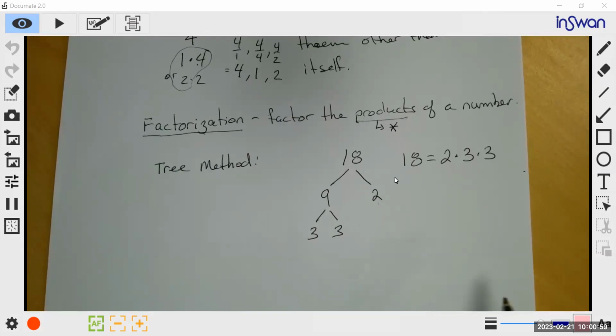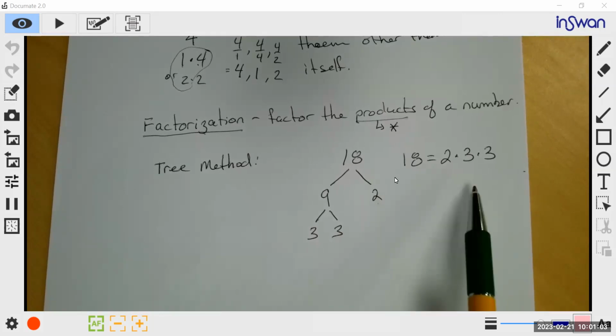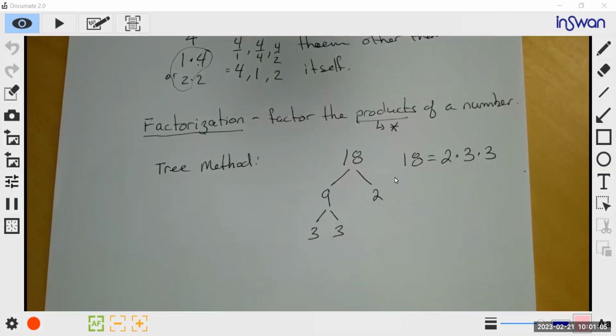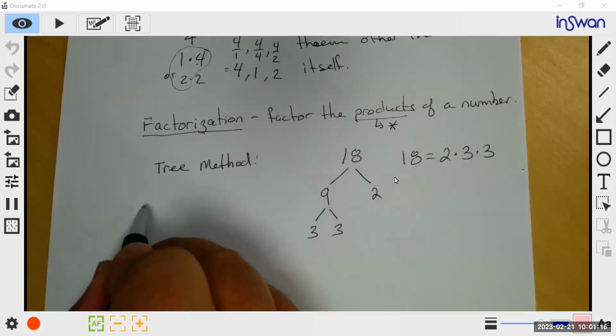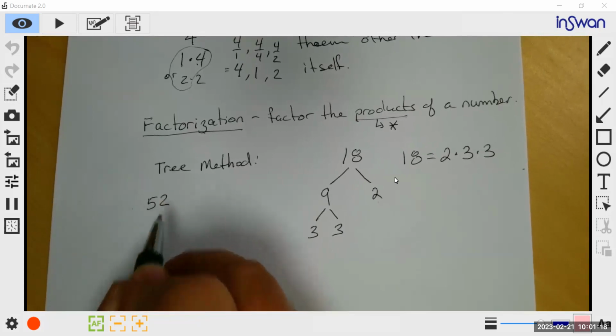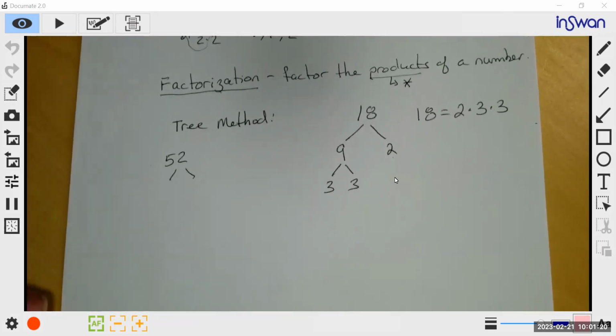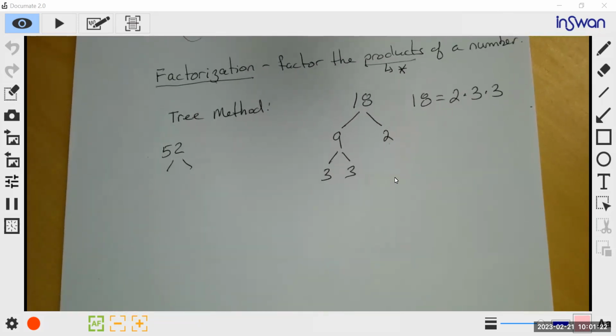Can you think of a use of why we would do that? Why would we prime factorize numbers? Okay, then prime factorize this number. Go ahead and do it, and then I'll see if we got the right answer.